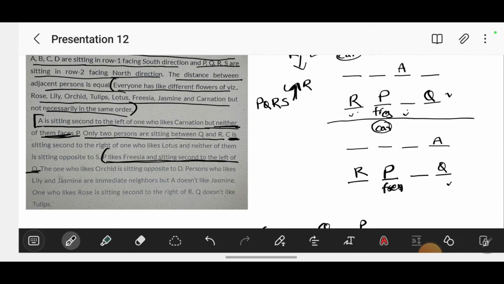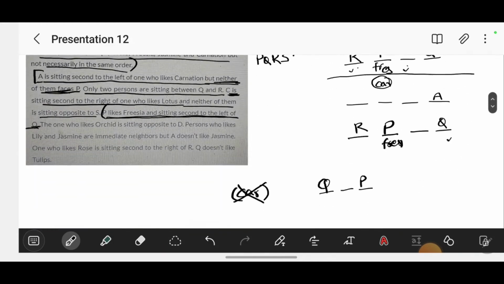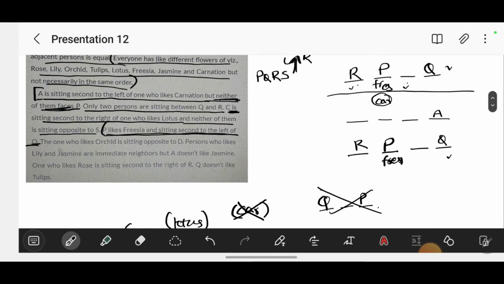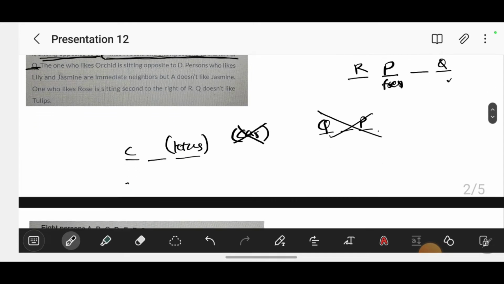See here, C is sitting second to the right of the one who likes lotus, and neither of them is sitting opposite to S. He is saying C is sitting second to the right of the one who likes lotus. Also, neither of them is sitting opposite to S. That means these 2 are not S.